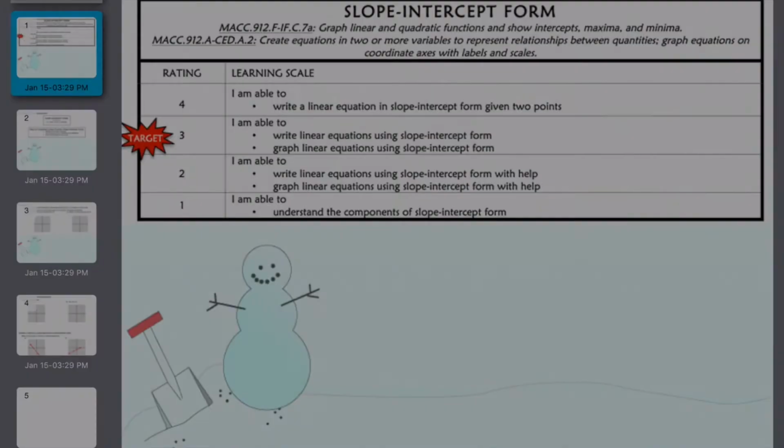Today's mathematics video is going to be your in-depth dive on everything slope-intercept form. What does it mean? What does it consist of? Everything. Okay, so without further ado, let's get to the video.